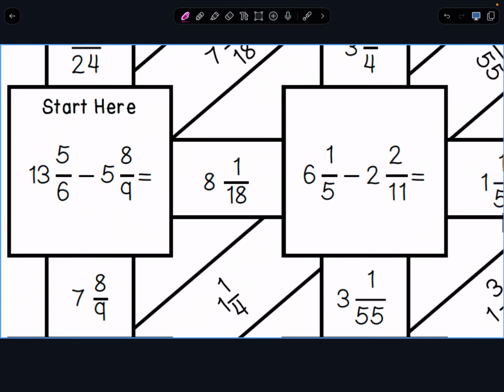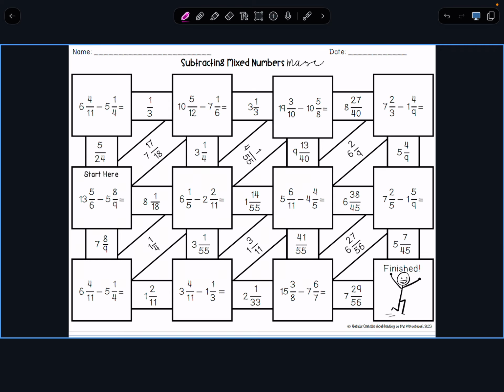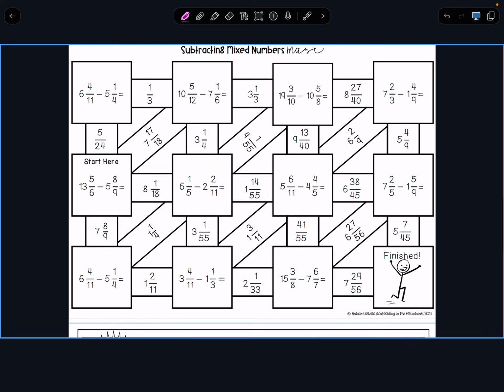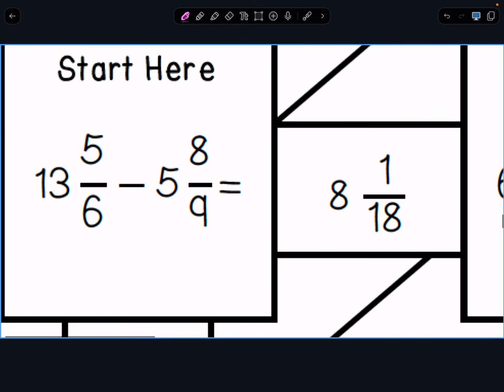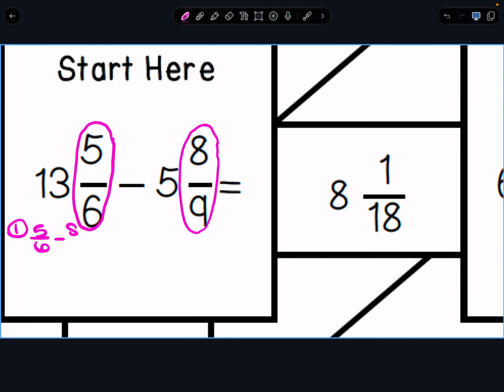So again, my start spot, if you notice, is on the left-hand side in the middle. So we're going to do the subtraction one first. Again, I'm going to take my fraction part, and I'm going to do the subtraction with that first. So step 1, 5 over 6 minus 8 over 9. I need to find a common denominator.